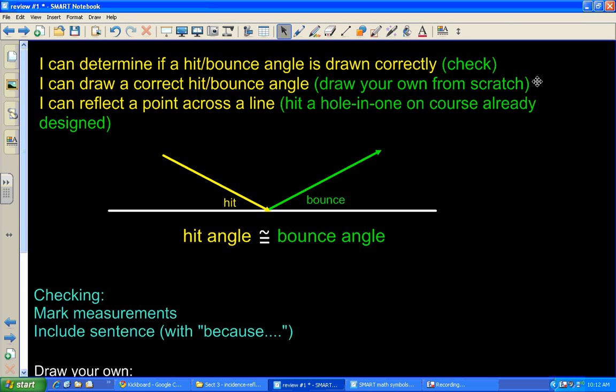So you're going to be drawing the path yourself. And the most difficult of the three is the one where I can reflect a point across the line. That's where you have to hit a hole in one on a course that's already designed. That's what we did on Tuesday.